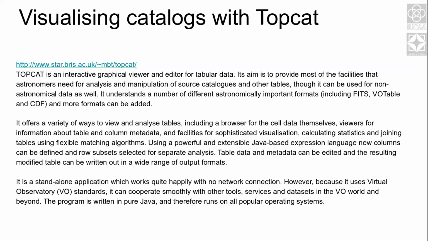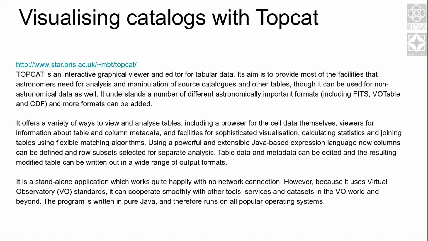So what are catalogs? Catalogs are basically tabular data. There are rows and columns. The rows typically contain all the different objects in the catalogs, and the columns contain the parameters that have been measured, the physical parameters that have been measured for each of those objects. Topcat is a very flexible tool. It understands a number of different astronomically important formats. FITS, VOTable, and CDF are some that come to mind. It offers a variety of ways to analyze tables. You can browse through the data themselves. There are good facilities for visualization, for calculating statistics, like the mean, median, mode, the standard deviation, and so on.